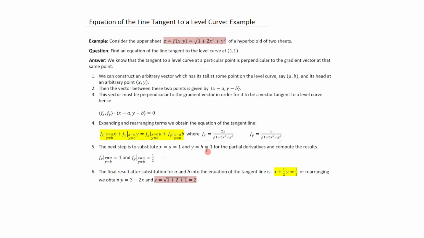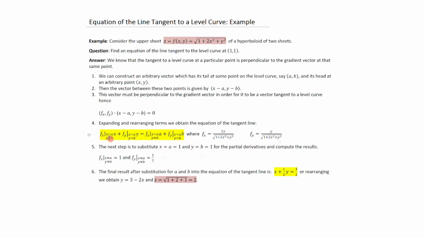The next step is to substitute x equals a equals 1 and y equals b equals 1 for the partial derivatives, and then compute the results for the partial derivatives. You end up with f partial x being equal to 1 and f partial y being equal to 1/2. The final result, after substitution for a and b into the equation of the tangent line, which is this line that you're going to see here, is x plus 1/2 y equals 3/2.